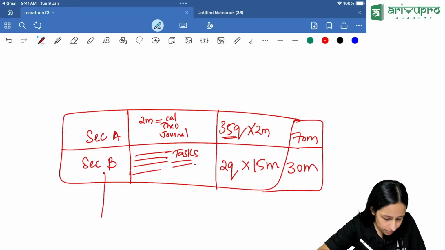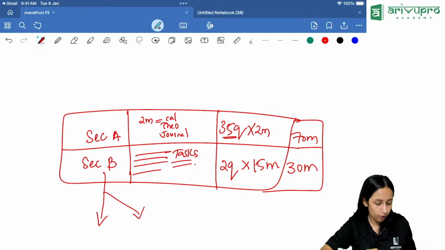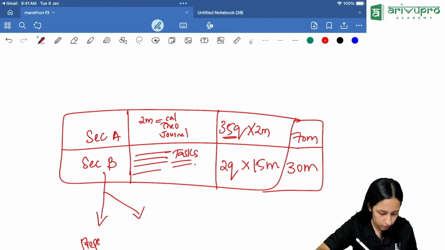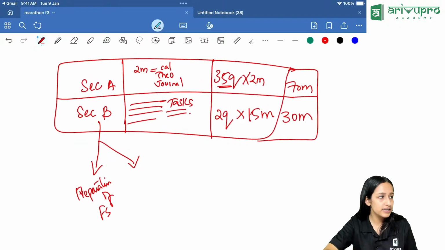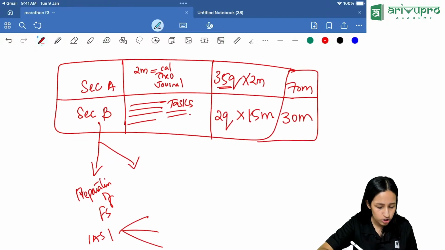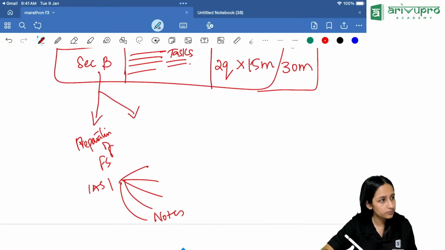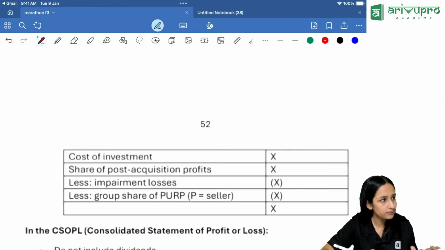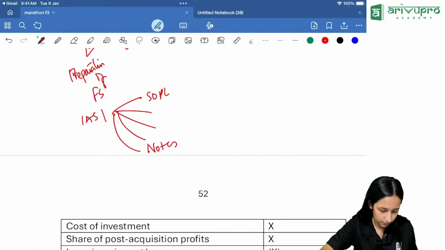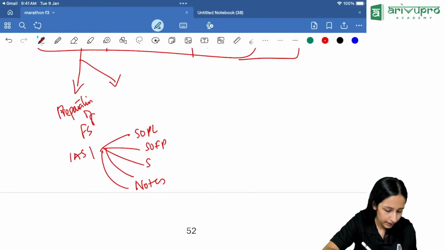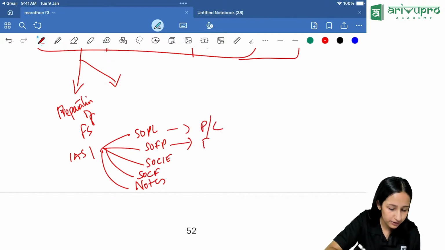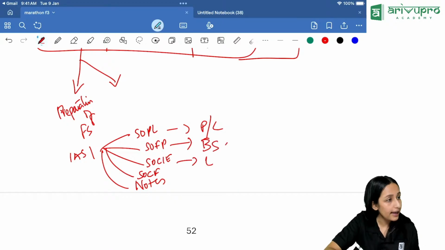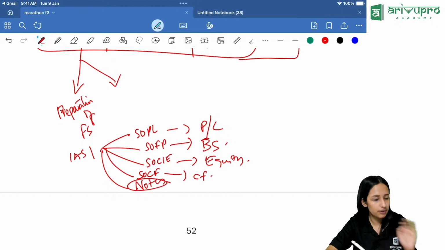Now, this section B can include topics from preparation of financial statements, for which you need to know the statements. IAS 1 that we went through. So there are 5: the notes, SOPL, SOFP, SOCIE, and SOCF. What does it mean? Statement of profit or loss. Statement of financial position is nothing but the balance sheet. Equity changes, cash flows, and notes we do not have to remember much.